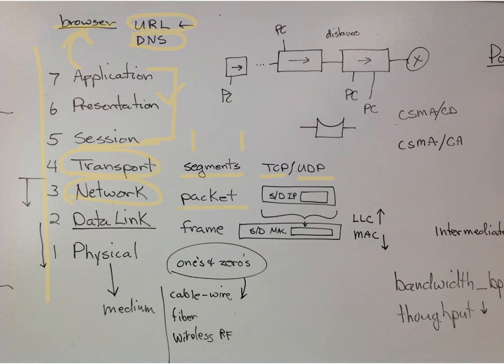So we create a packet, and at this point we add the source and destination IP. Right in here is the data that came down from up here. It could be encrypted and so forth. Then we move it down and we create a frame at the data link layer.